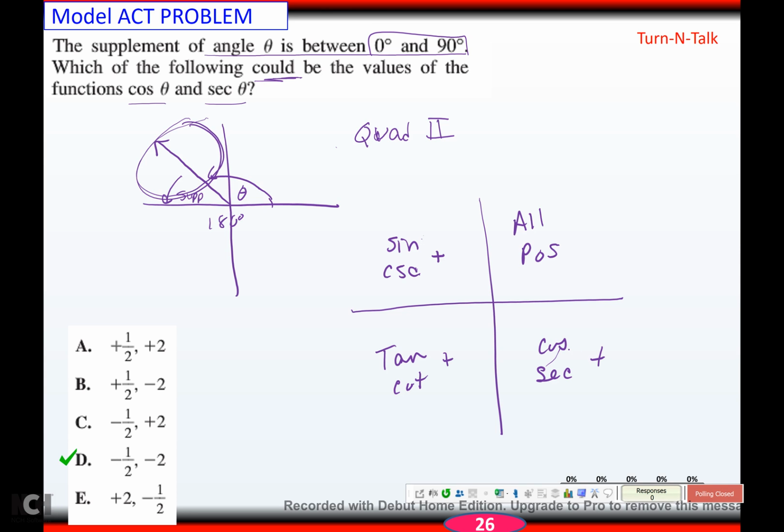Okay, so what that means is I'm looking for, if only sine and cosecant are positive up here, that means cosine and secant have to be negative. So I'm looking for values that are both negative. No, no, no, yes, no. So it's got to be D. Okay.